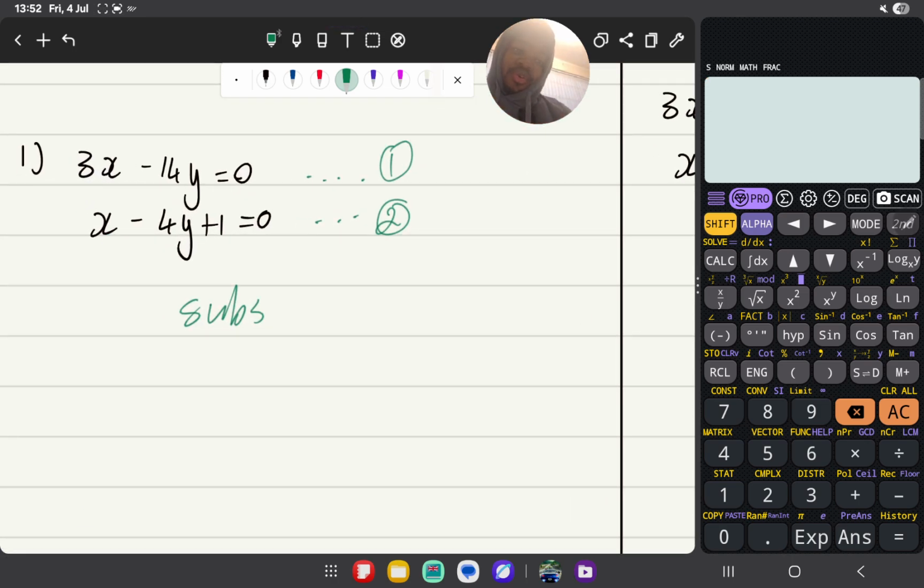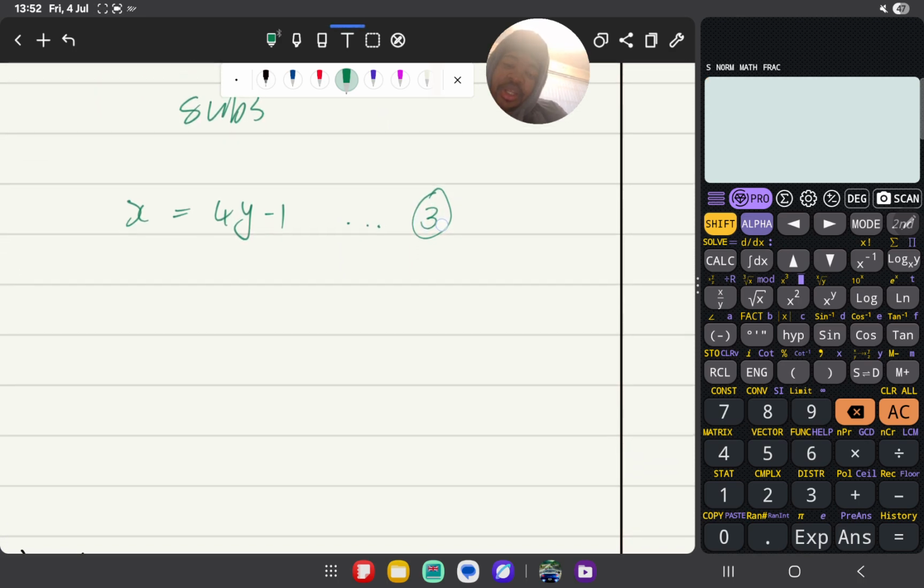For the sake of convenience, or in order to make this problem easy, x seems to be the easiest choice to pick. You say x equals 4y minus 1. That easy. And then you name it. This is my equation 3. And then that being your equation 3, what do you then do?